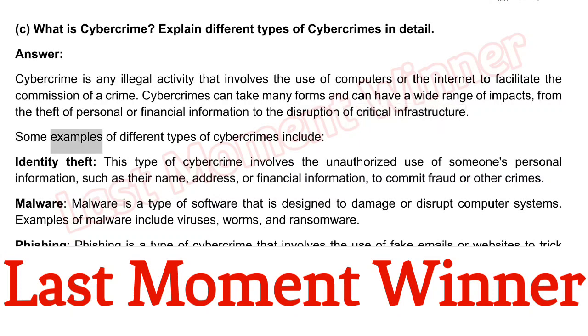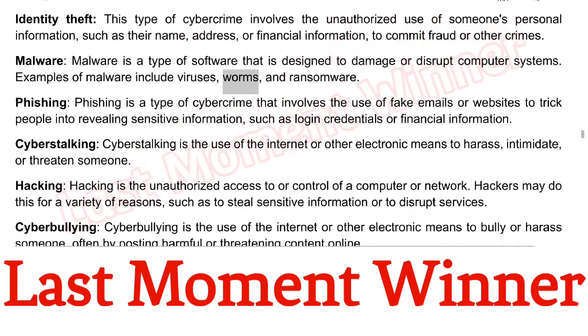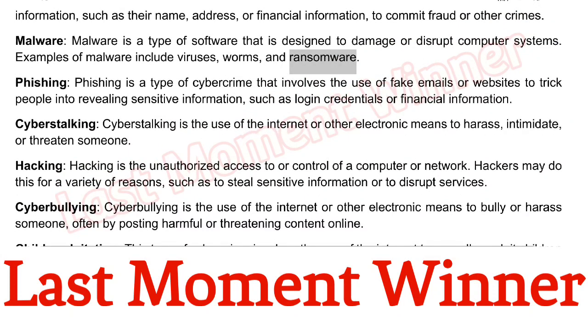Some examples of different types of cybercrimes include identity theft. This type of cybercrime involves the unauthorized use of someone's personal information, such as their name, address, or financial information, to commit fraud or other crimes. Malware. Malware is a type of software that is designed to damage or disrupt computer systems. Examples of malware include viruses, worms, and ransomware.